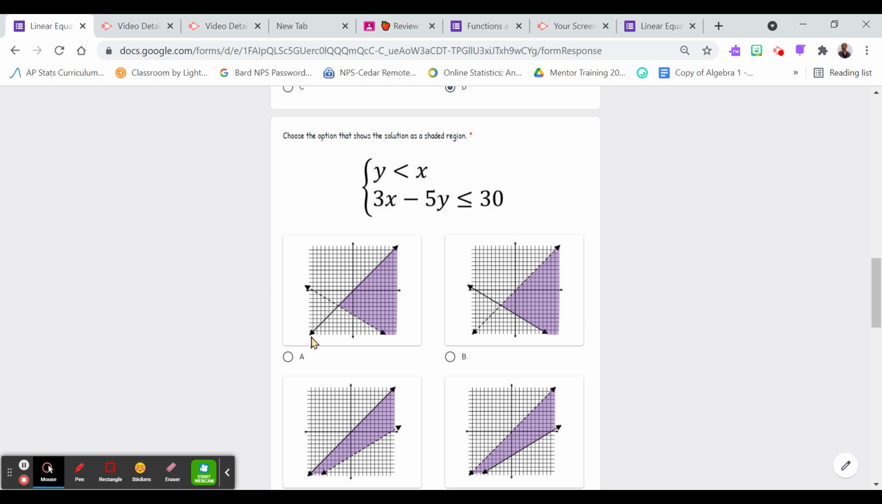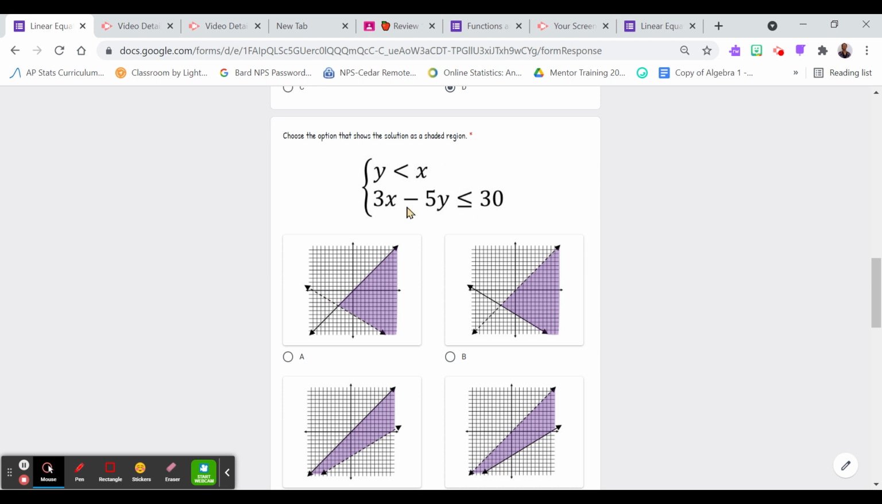For y equals x, I can see it's going through the origin, right? Our y-intercept is going to be 0. It looks like they each have y equals x graphed. We need to figure out dashed or solid, and above or below, so we can look out for that. But this line right here, I will have to rearrange to figure out which one of these it should be.